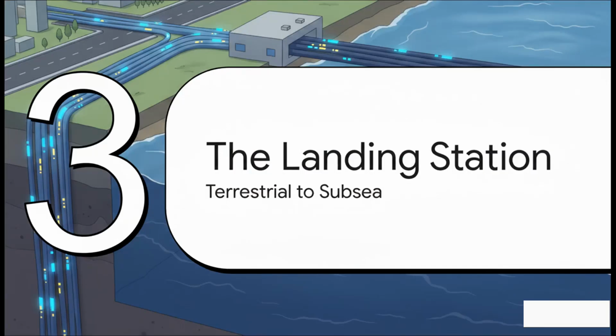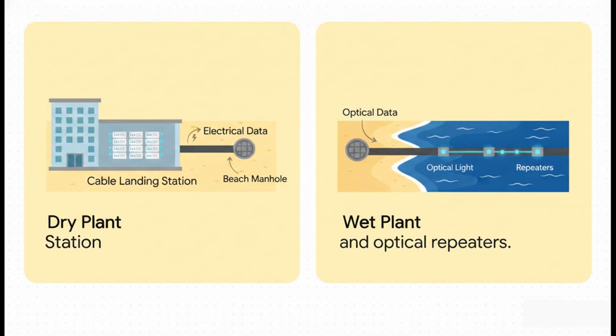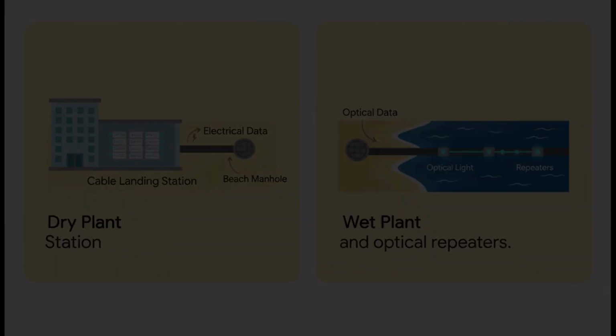Which brings us to Section 3, reaching the landing station. Once that logical path is decisively set by BGP, our data packet is translated into electrical signals and its physical journey truly begins. It travels through the physical terrestrial backhaul, the fiber optic cables buried under our highways, train tracks, and cities, until it arrives at the absolute edge of the continent. Here at the coast, we hit a hard transition, where the comfortable terrestrial environment ends and the edge of the abyss begins.